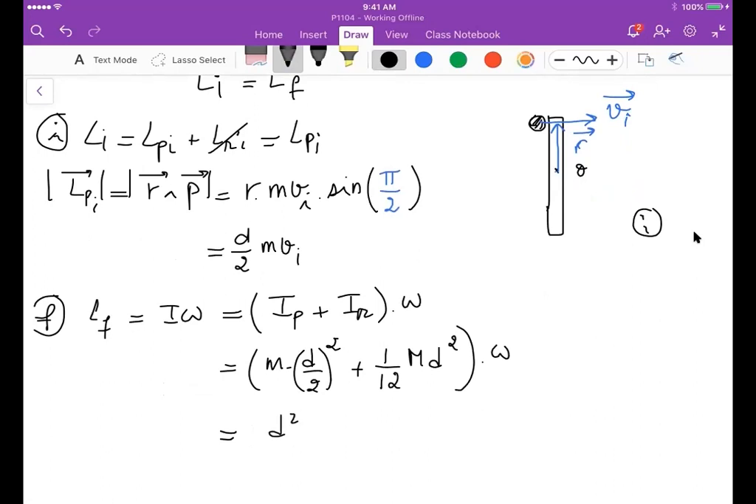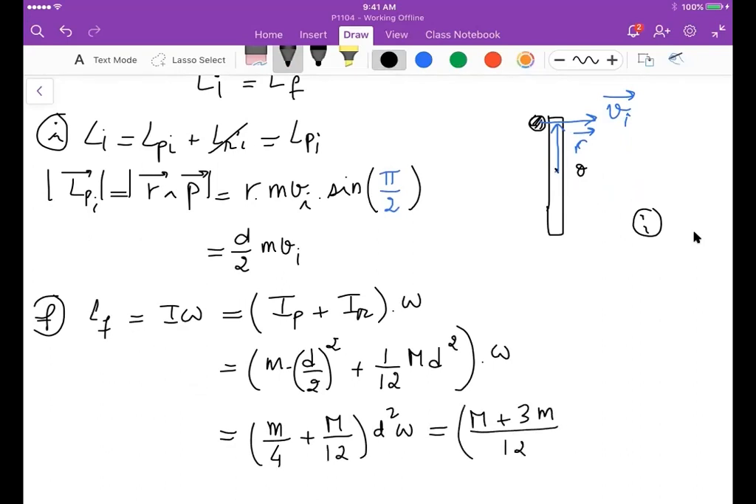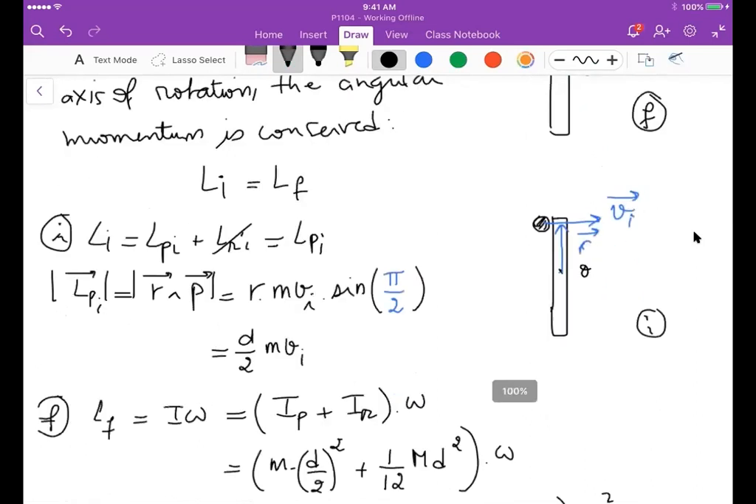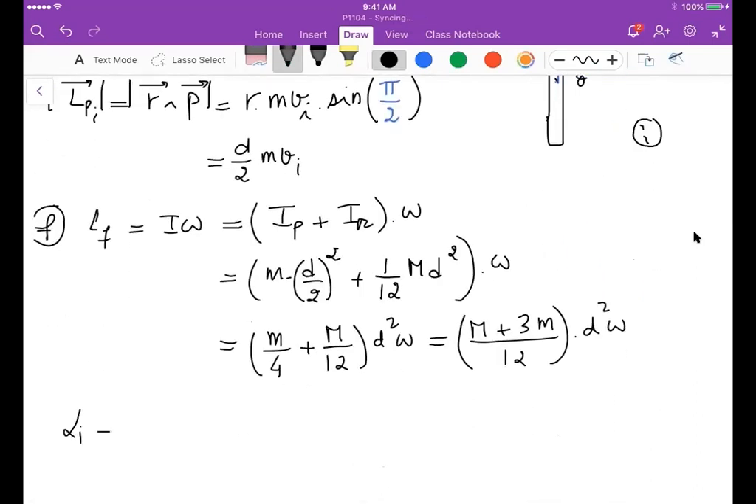So we end up with m over 4 plus capital M divided by 12, with d squared in common factor multiplied by omega, right? And so if we take 12 as a common denominator, then we end up with m plus 3m divided by 12, all of that multiplied by d squared multiplied by omega. So this is it. All we need to do now is to just use this law of conservation of the linear momentum. L initial equals L final.